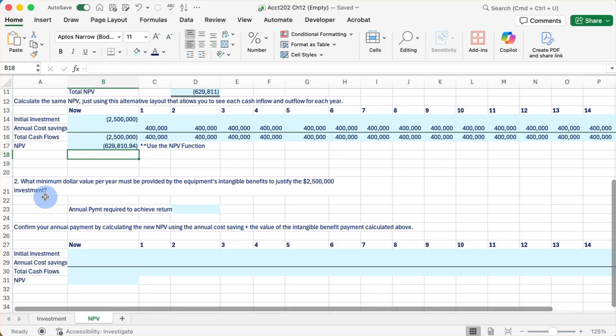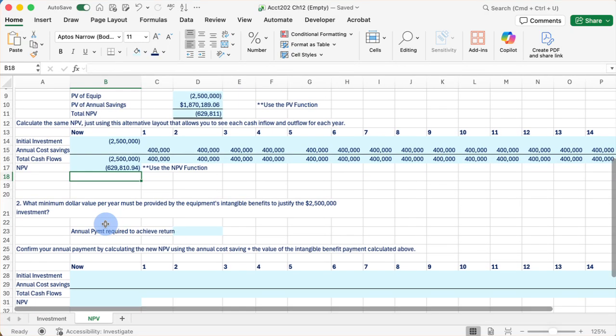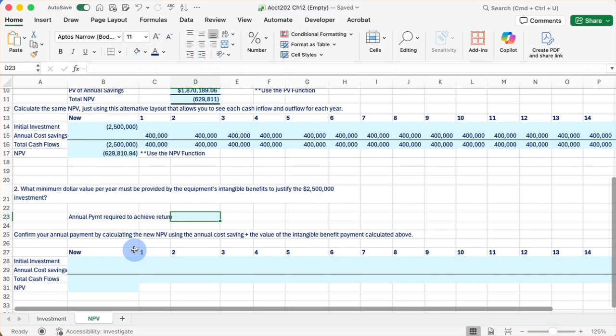What part 2 of this is asking is, what minimum dollar value per year must be provided by the equipment's intangible benefits to justify this 2.5 million investment? So in other words, these are the tangible benefits and the value of those actual flows of cash. But are there intangible benefits that we should consider? And so by working backwards to solve what that should be, that allows us as managers to say, are all of those intangible benefits worth at least X amount? And if they are, then we can go ahead and accept the investment.